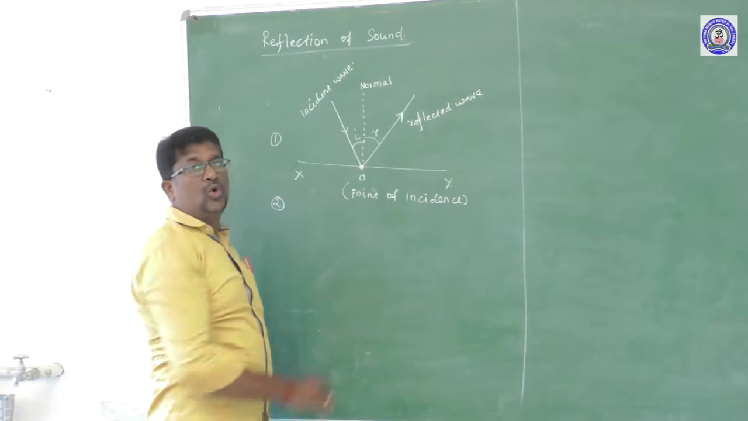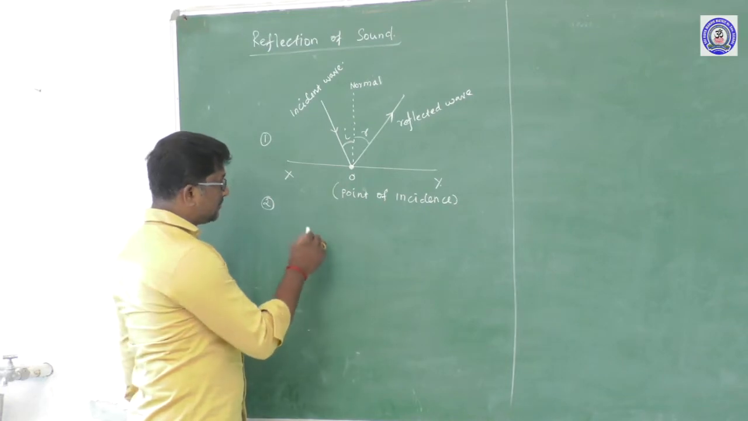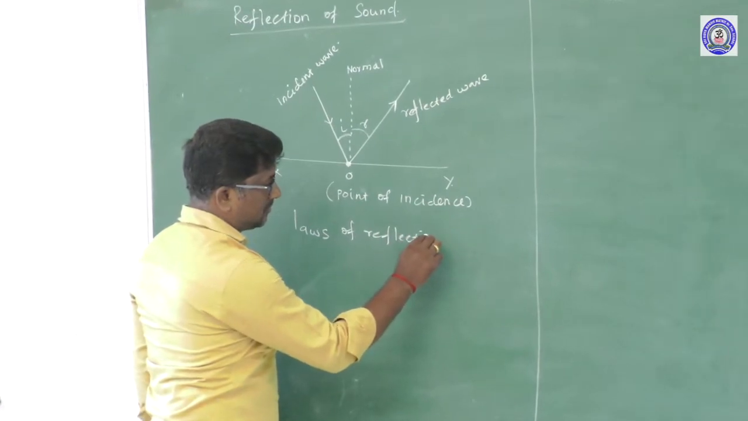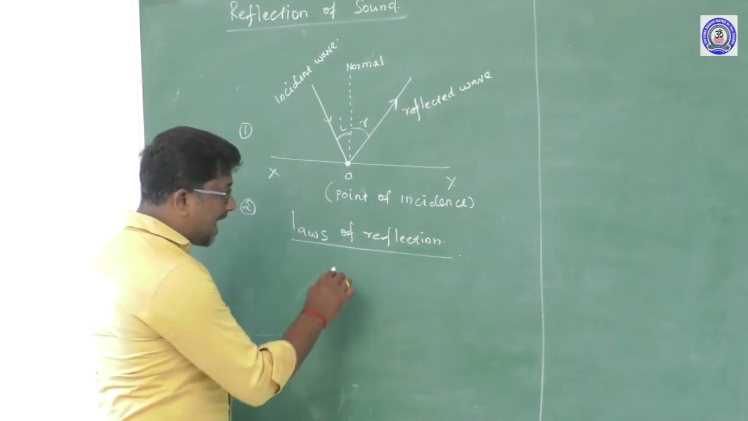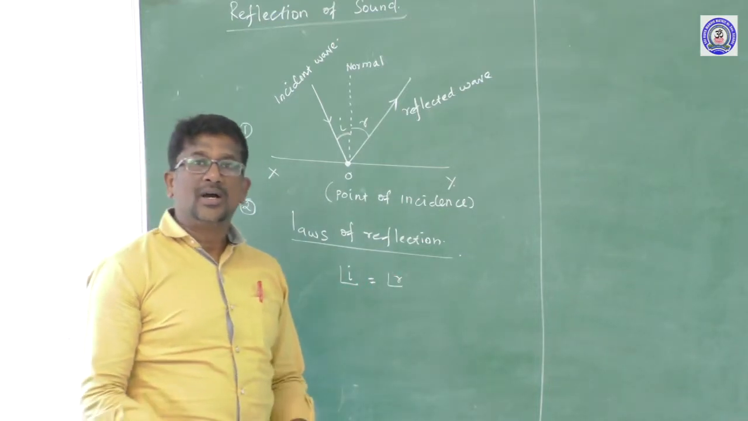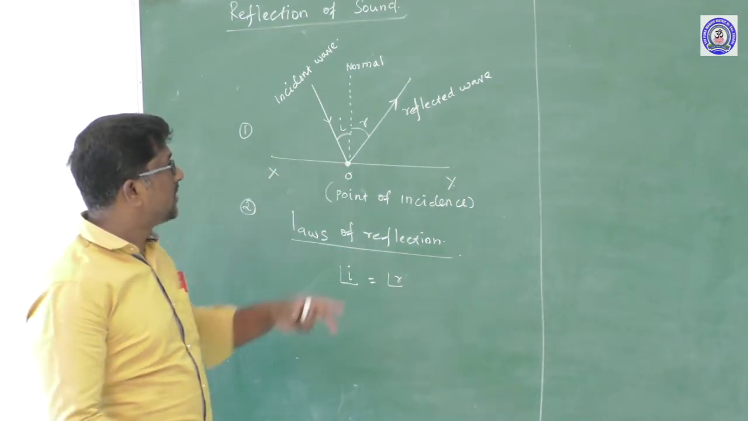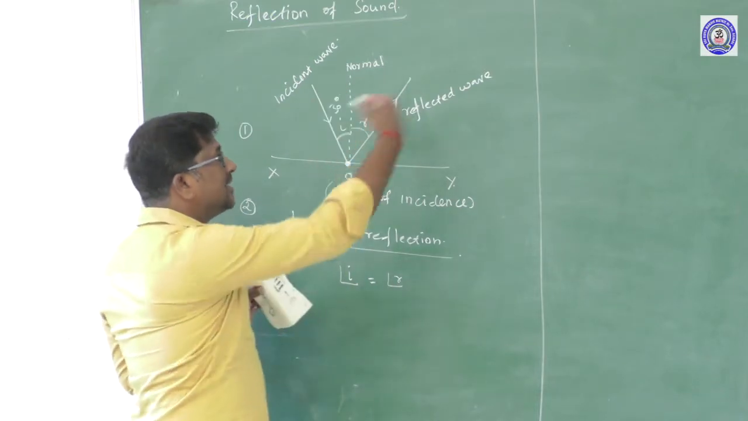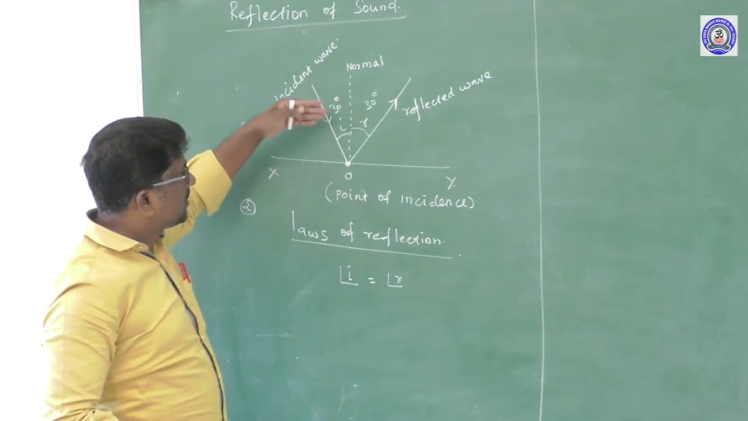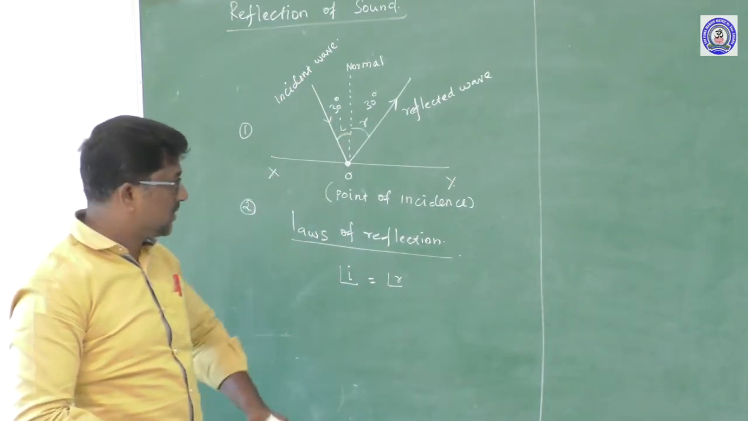The reflection of sound obeys the laws of reflection. According to the laws of reflection, the angle of incidence is equal to the angle of reflection. So this is the first law. Suppose the sound wave is incident on the surface at an angle of 30 degrees, it is reflected with the same angle, that is 30 degrees. If it is incident at a 45 degree angle, the angle of reflection is also 45 degrees. So it obeys the laws of reflection, right?